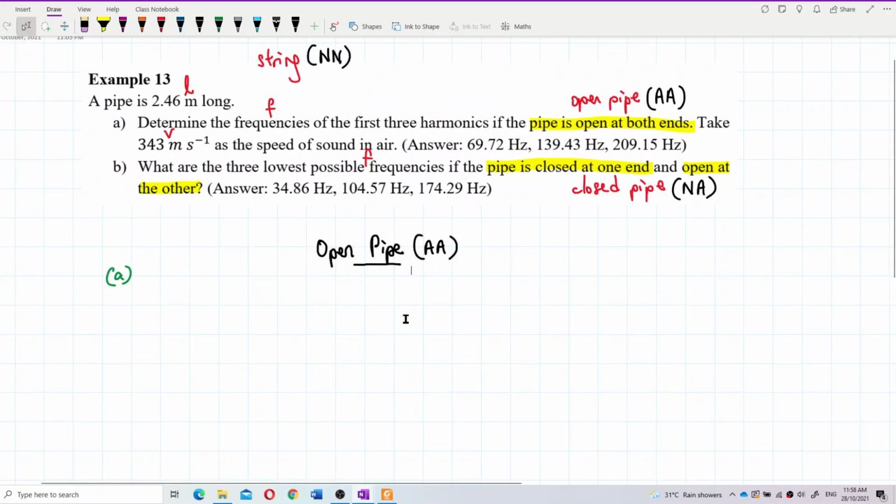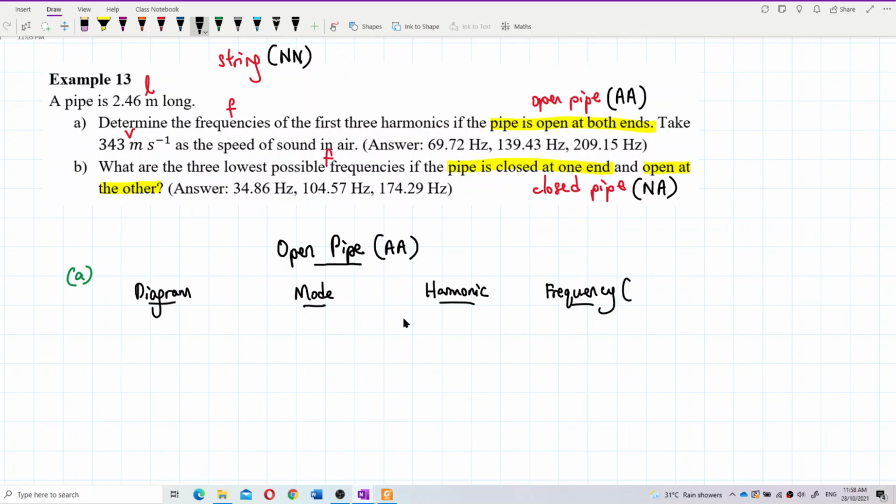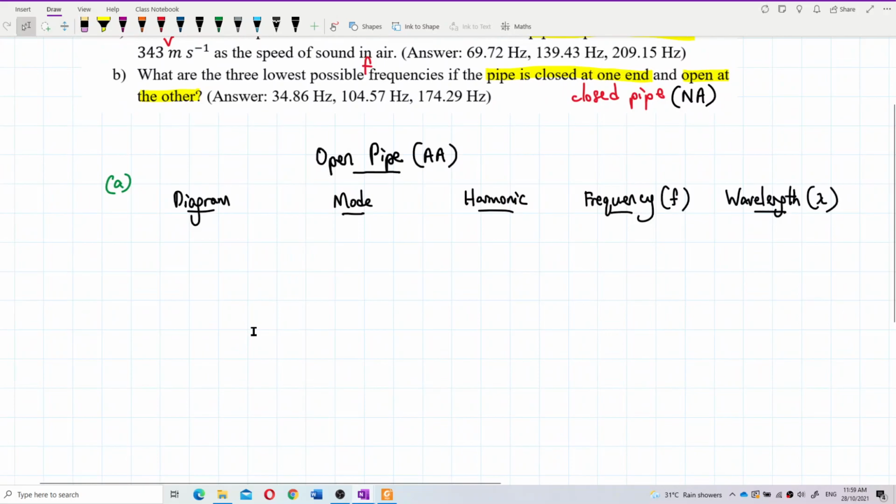Now, first of all we draw the diagram of the wave shape. Later on we need to know what mode it is, and what harmonic this is. After we know the harmonic, we need to know the frequency, F. And after that maybe the wavelength, lambda. So let's draw the picture.